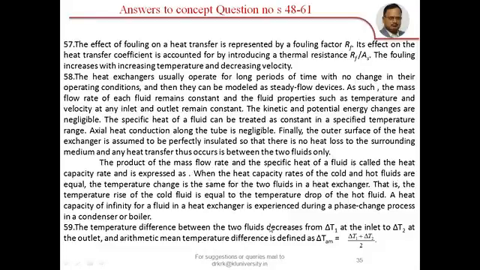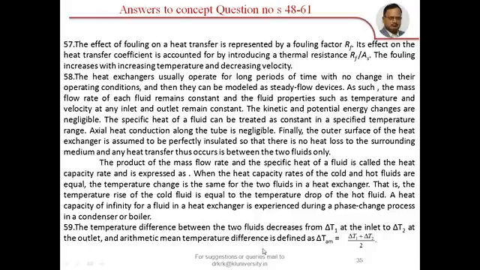When heat capacity rates of cold and hot fluids are equal, that is C is equal to 1, the temperature change is the same for both the fluids in a heat exchanger. That is, the temperature rise of cold fluid is equal to temperature drop of hot fluid. Then only C will become C minimum by C maximum, that is equal to 1. Heat capacity of infinity for a fluid in a heat exchanger is experienced during phase change process in a condenser or boiler, because delta T tends to 0 during condensation or boiling, and when you calculate, it may reach infinity.